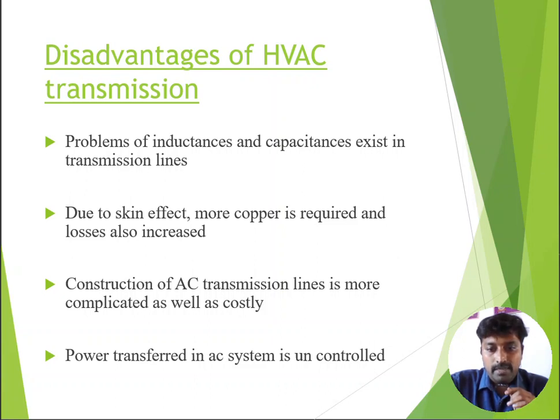Coming to the disadvantages of HVAC transmission. AC always means the existence of inductance and capacitance, so problems are automatically encountered in the system, like skin effect; more copper is required and losses also increase. The construction of AC transmission lines is more complicated as well as costly. And the final disadvantage is that it is not flexible. That means we are not controlling the power in AC. That is a major disadvantage in the HVAC system. That is why this point is always an inspiration for the FACTS controllers.